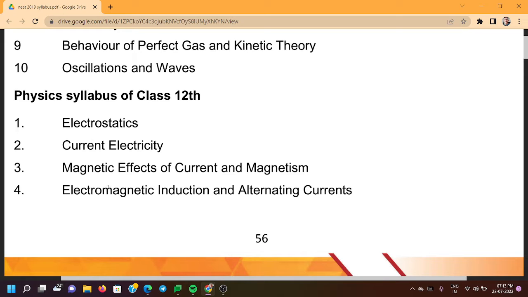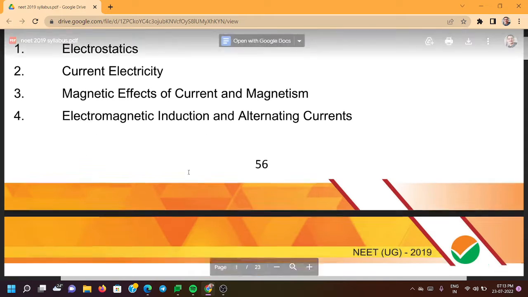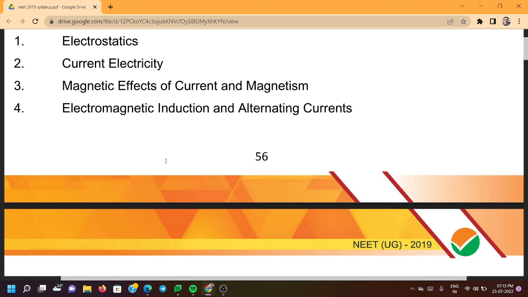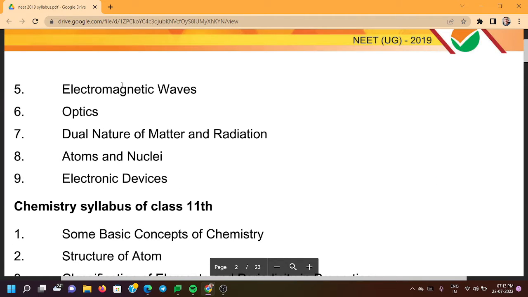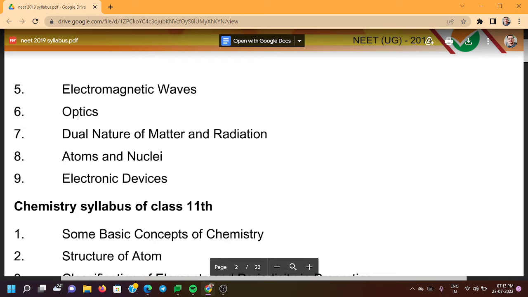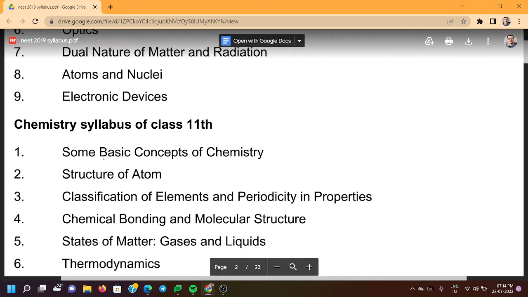1. Electrostatics. 2. Current electricity. 3. Magnetic effects of current and magnetism. 4. Electromagnetic induction and alternating currents. 5. Electromagnetic waves. 6. Optics. 7. Dual nature of matter and radiation. 8. Atoms and nuclei. 9. Electronic devices. Chemistry syllabus index of class 11th.